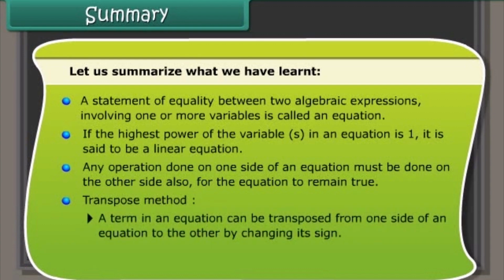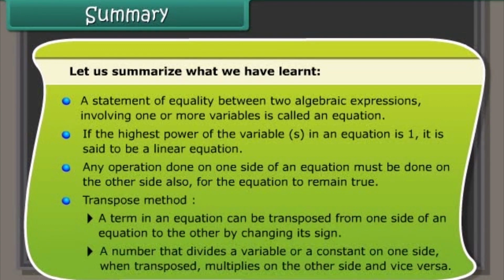A term in an equation can be transposed from one side of an equation to the other side by changing its sign. A number that divides a variable or a constant on one side, when transposed, multiplies on the other side and vice versa.